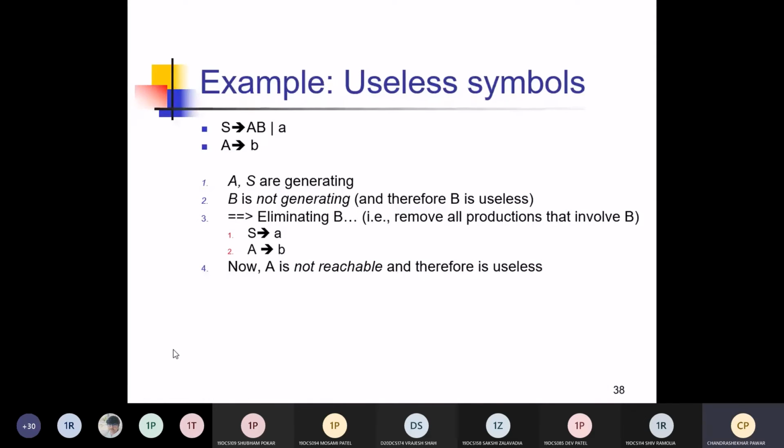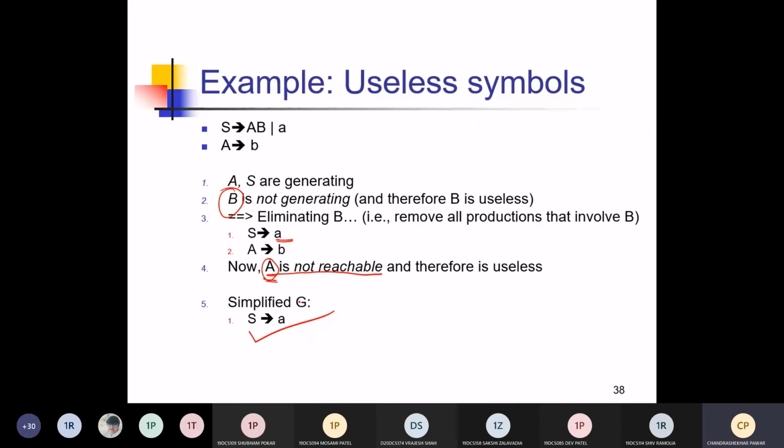Why is A not reachable? As I told you, it is not appearing in the production of the starting symbol, and therefore this A is a useless symbol. Previously we found that B is a useless symbol, and here now A is the useless symbol. So what is the result in the production? That is, S produces a only. It is a simplification. Clear?